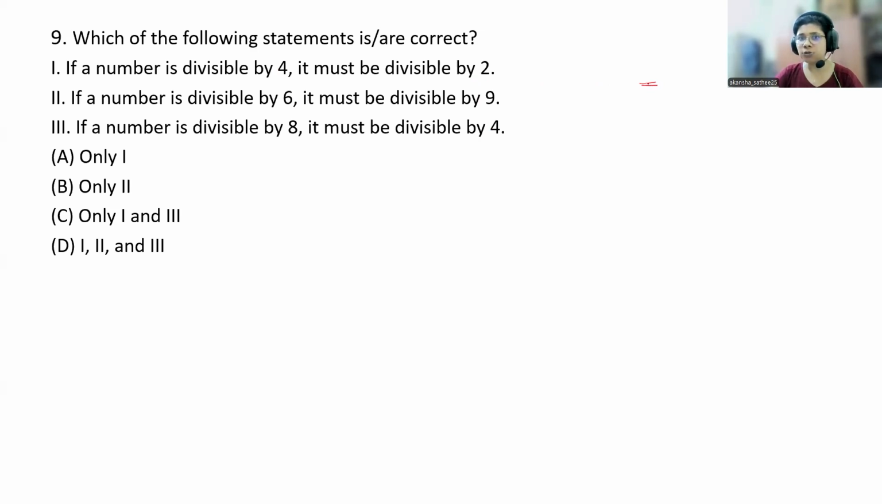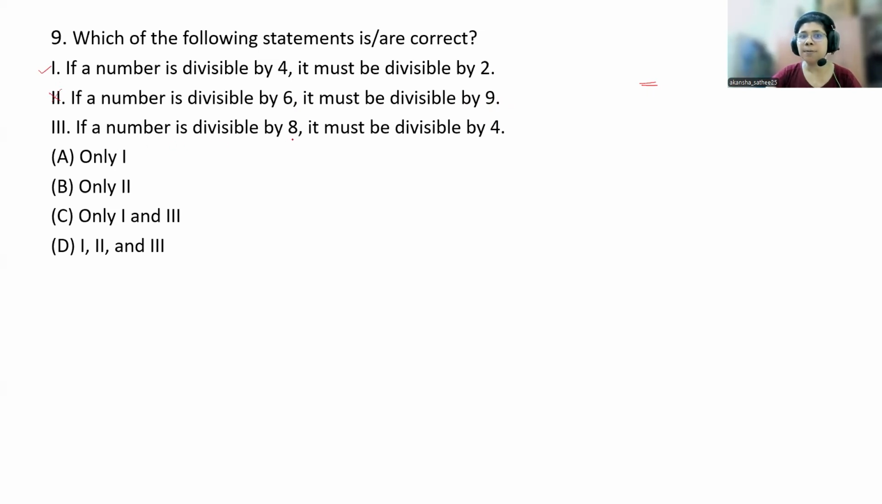Right? And the last 2 digits are divisible by 4. You can check that the last digit has to be an even number. So this first option is correct. If a number is divisible by 6, it must be divisible by 9? No. If a number is divisible by 6, it should be divisible by 3 and 2 both. So this is not correct.